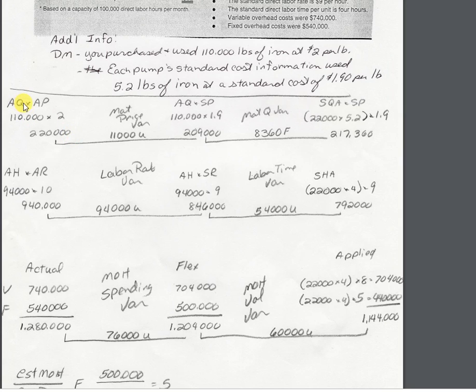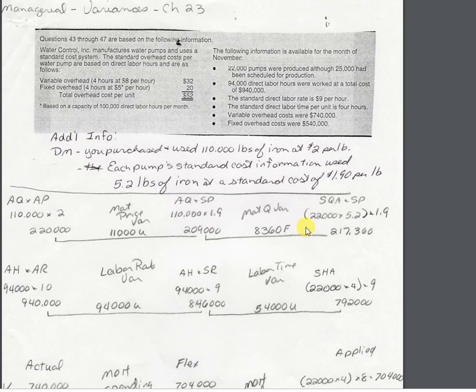So materials are actual quantity times actual price, actual quantity times standard price, standard quantity allowed times standard price. Labor, actual hours times actual rate, actual hours times standard rate, standard hours allowed times standard rate. And then your overhead is actual for variable and fixed. Again, I only need the totals. Flexible budget, then applied. So let's go through this.